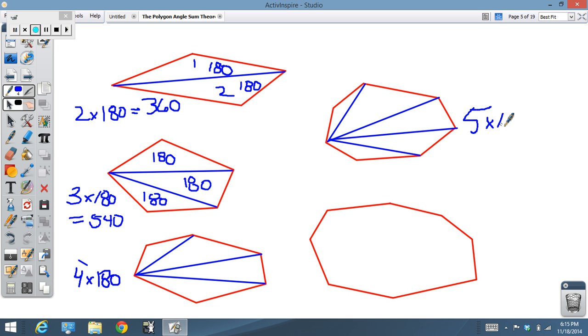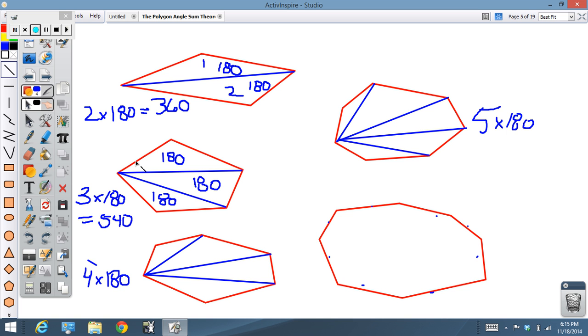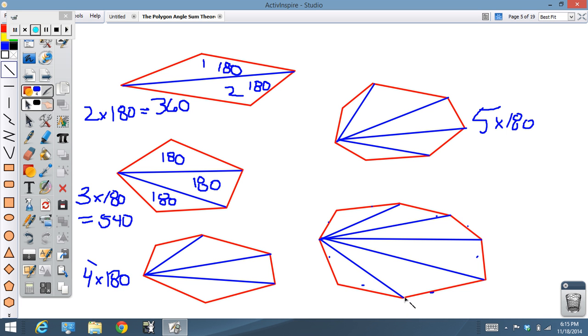See the pattern. What do you guess is going to happen for this 1, 2, 3, 4, 5, 6, 7, 8-sided figure? Well, if our pattern holds true, we should end up with 6 triangles when we split it up this way. And the total of all of the angles, when we add them up, all of the triangles, is going to be 1, 2, 3, 4, 5, 6 times 180.